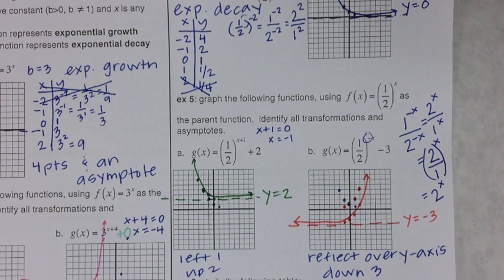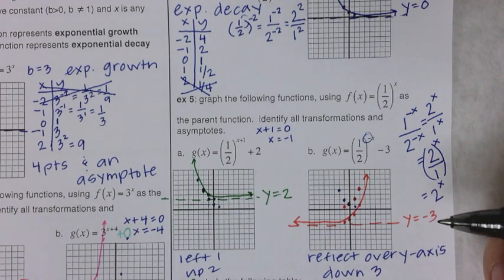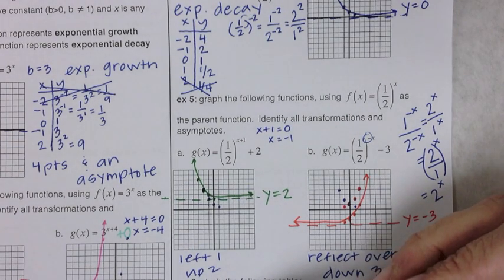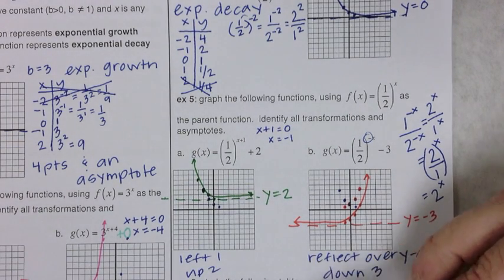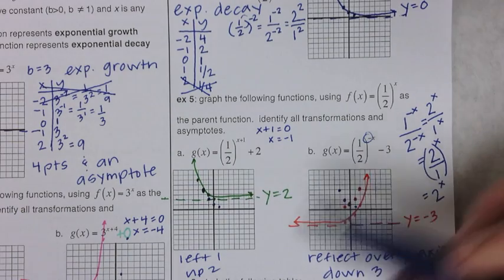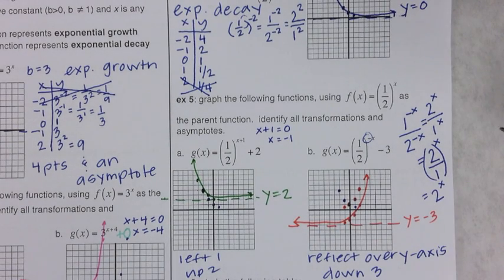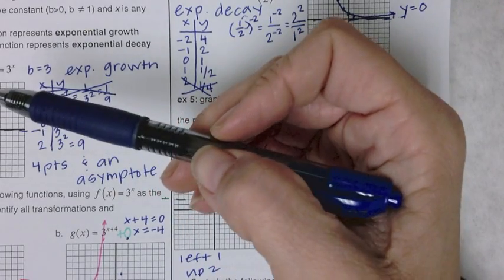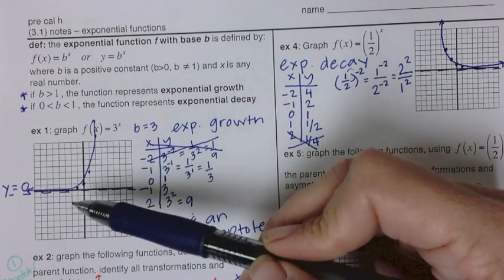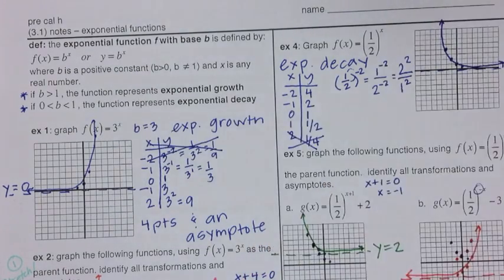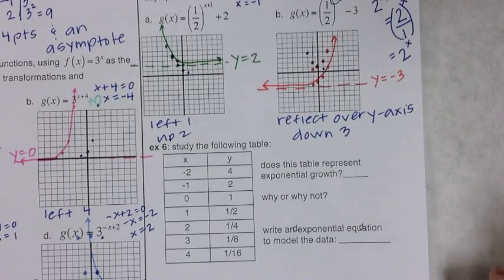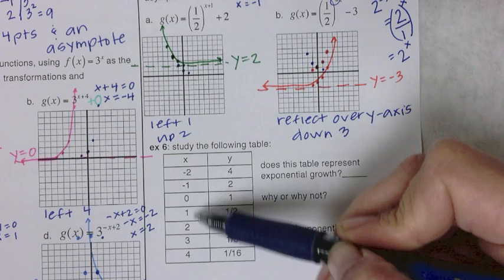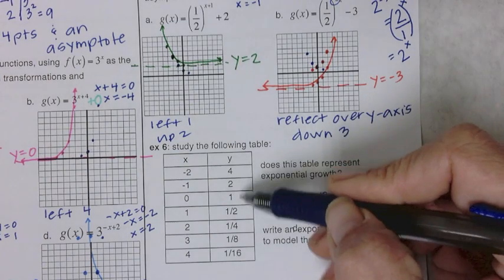Okay, for the next part of this, we are going to be studying the following table and seeing if it represents exponential growth or exponential decay. So right here we have negative 2 to 4, negative 1 to 2, 0 goes to 1, and so on and so forth. But when we have an exponential growth graph, which we can take a look at in example 1 right here, as the x's are getting bigger, the y's are getting larger. So in a table form, we're looking here. As the x's are getting larger, the y's are actually getting smaller.